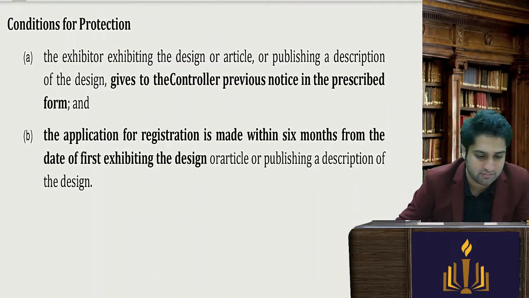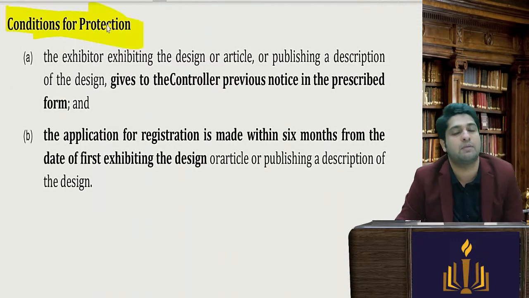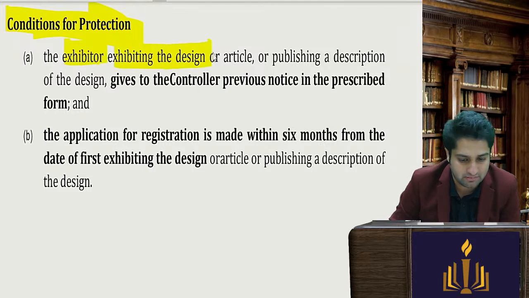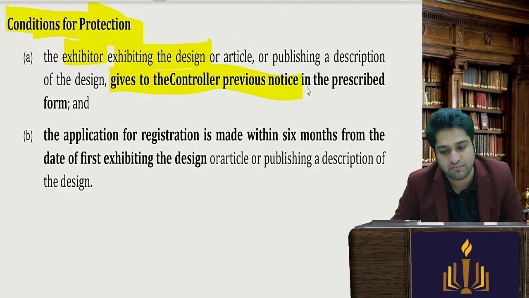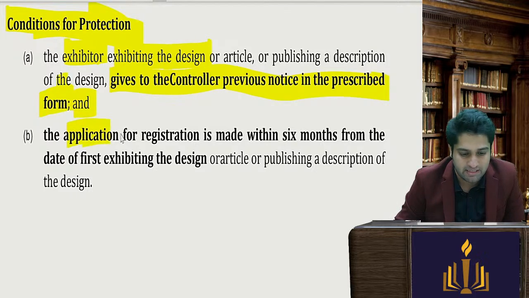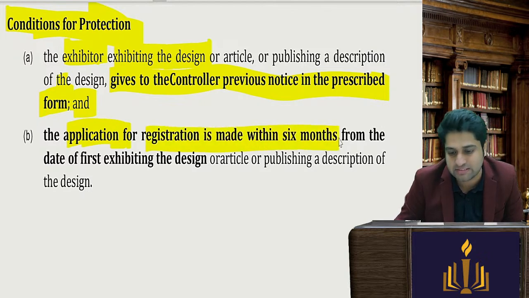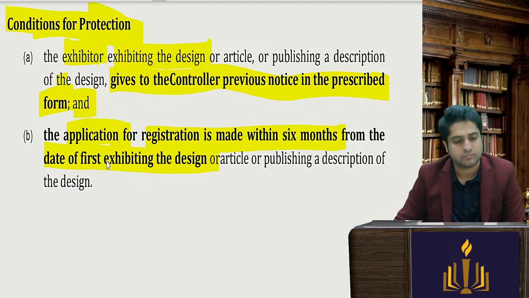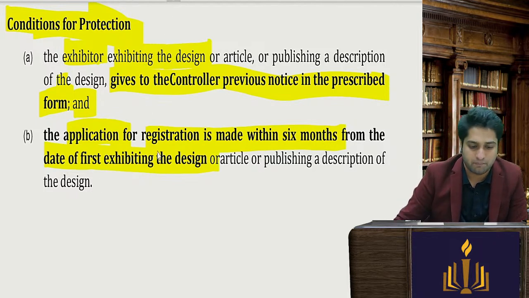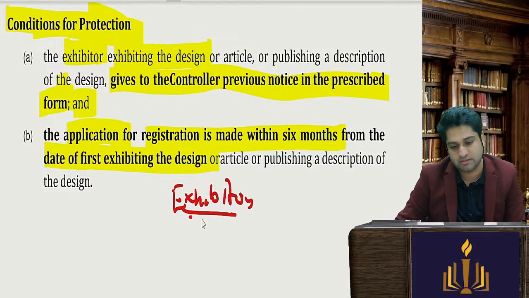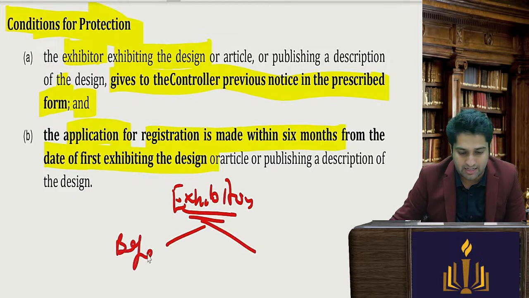So the conditions that they've given to fulfill to get protection are that the exhibitor exhibiting the design gives the controller previous notice in the prescribed form, and the application for registration is made within 6 months from the date of first exhibiting the design. Now two things: before the exhibition you have to do something, before and after.